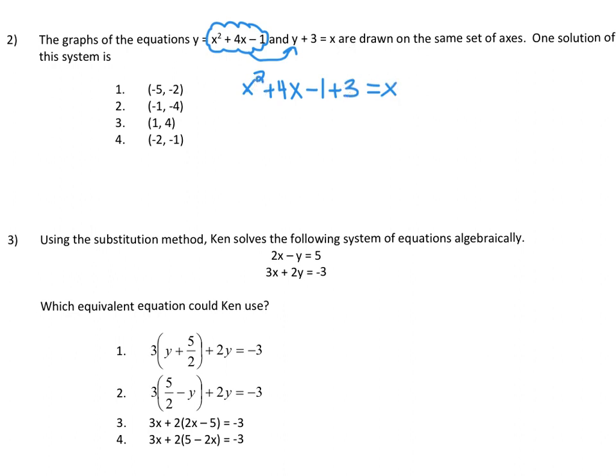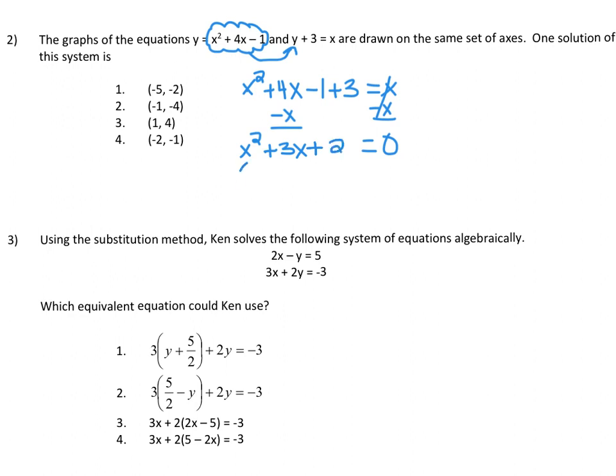So since we have a square in our equation, we want to get one side of the equation equal to 0. So I'll do that by subtracting x from both sides of the equation. And then on the right-hand side of the equation, those cancel, and I am left with 0. So I'll take this x squared and bring it down. And then 4x minus x would just be positive 3x. And -1 plus 3 is positive 2. I actually prefer to solve it algebraically over graphically.